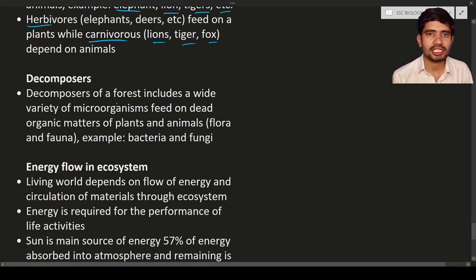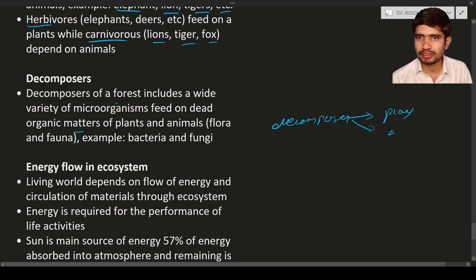Next, the decomposers. Decomposers of the forest include a wide variety of microorganisms. They feed on dead organic matter, dead plants, and also dead animals.